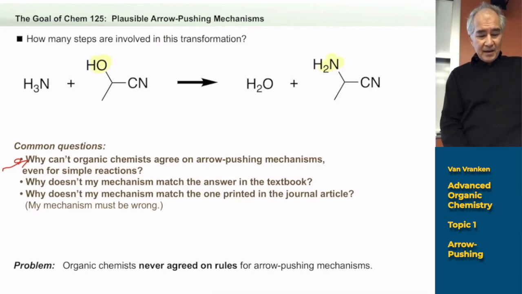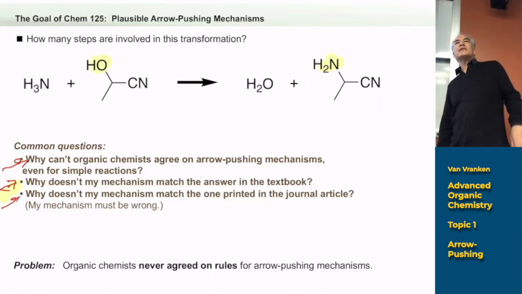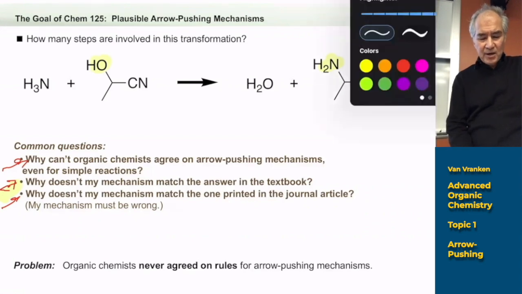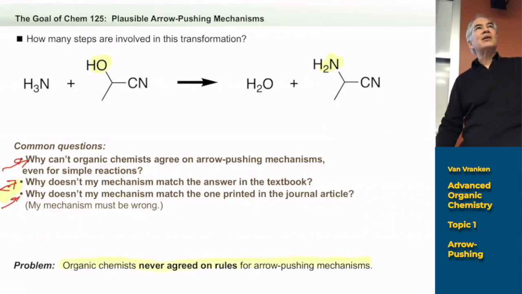So, you know, and then when you look in research articles, you might ask, how come my mechanism doesn't match what's in the research article? I'm sure the research article is correct, and does that mean your mechanism is wrong if it doesn't match? And the answer is no. These are all confusing questions that we have to address. Here's the real reason why you see this much disjointed and disagreement between people when they write out arrow pushing mechanisms for the reactions. And that is that organic chemists never really stopped to agree on what an arrow pushing mechanism was.